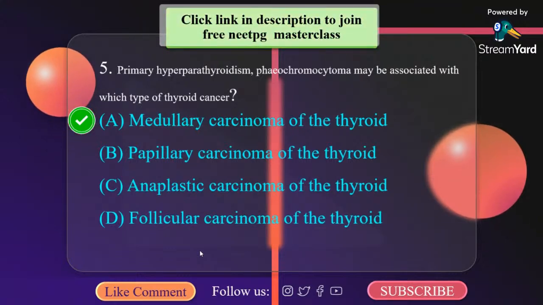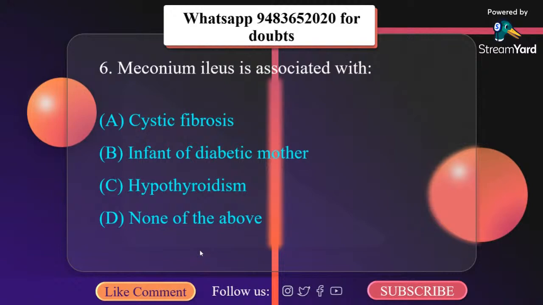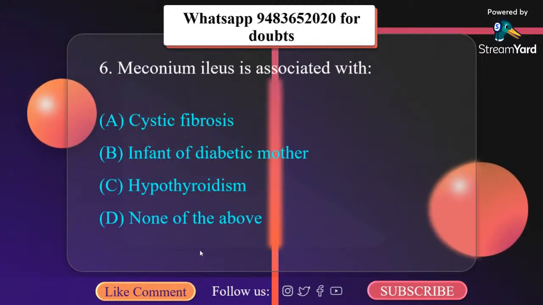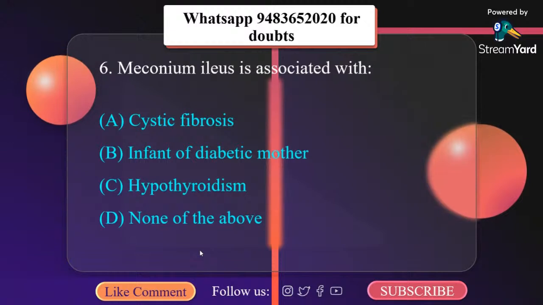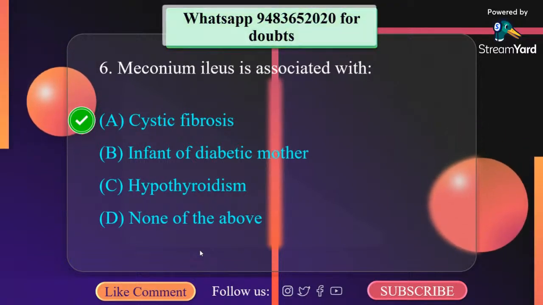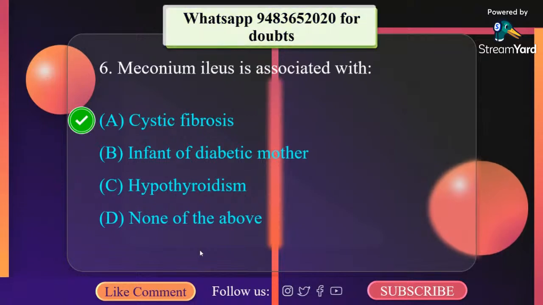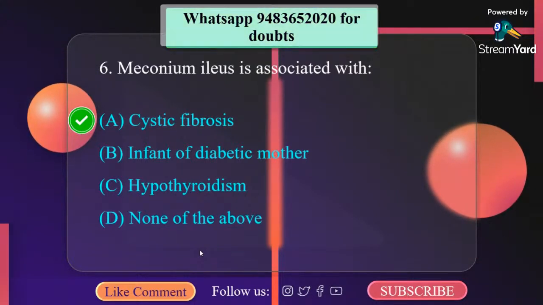So let's go on. Meconium ileus is associated with: A. Cystic fibrosis, B. Infant of diabetic mother, C. Hypothyroidism, D. None of the above. So the correct answer here is cystic fibrosis. Well, cystic fibrosis is a very important topic as far as pediatrics is concerned and medicine is concerned.